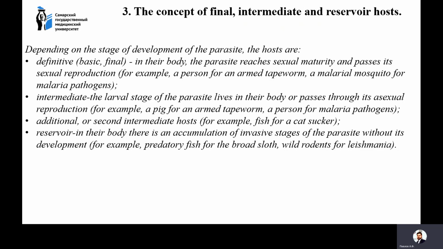Intermediate: the larval stage of the parasite lives in the body and undergoes asexual reproduction. For example, a pig for the armed tapeworm, a person for malaria pathogens. Additional or second intermediate hosts, for example, fish for the cat sucker.